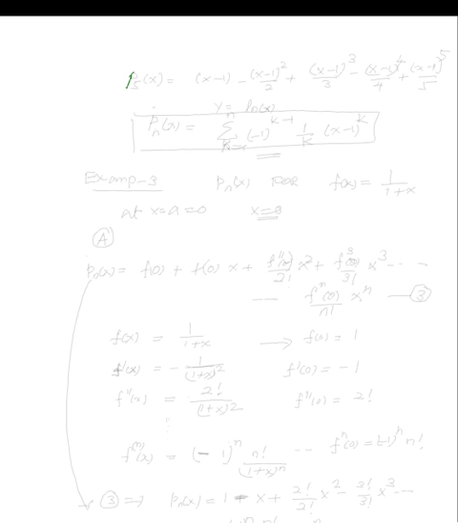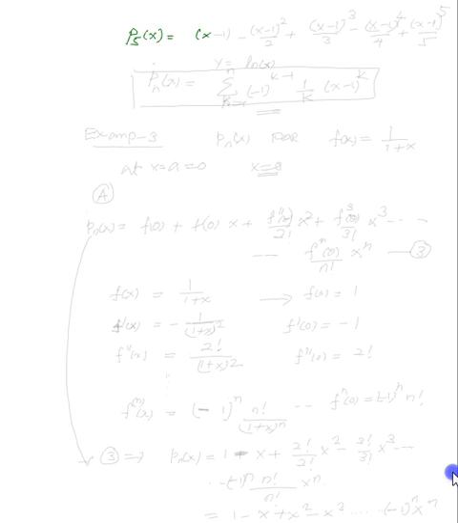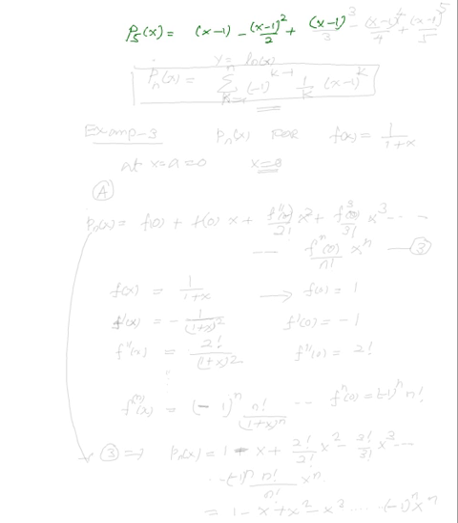So if we simplify this expression on the previous page, I have P5 of x equals x minus 1 minus x minus 1 squared over 2 plus x minus 1 to the third power over 3 minus x minus 1 to the fourth power over 4 plus x minus 1 to the fifth power over 5.